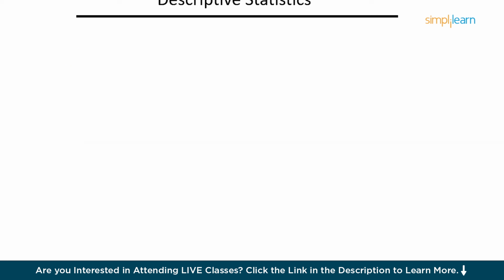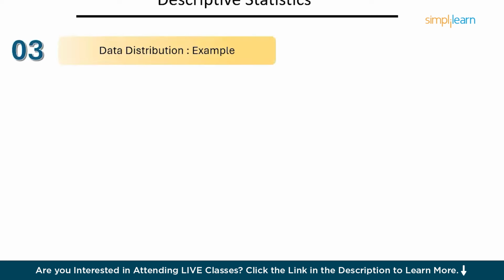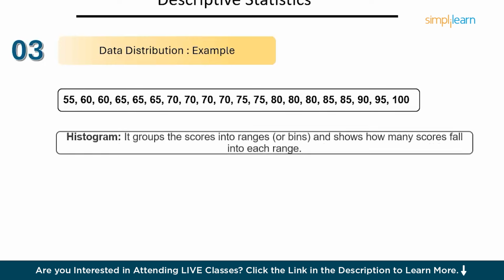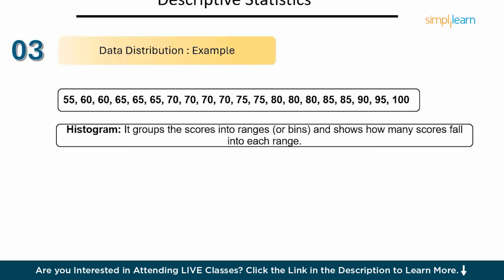Now moving on, the third major subdivision is data distribution. Let us use an example to explain data distribution, which tells us how data points are spread or organized across a range of values. Imagine you have the following test scores for 20 students. One way to understand data distribution is by creating a histogram. The histogram groups the scores into ranges or bins and shows how many scores fall into each range.